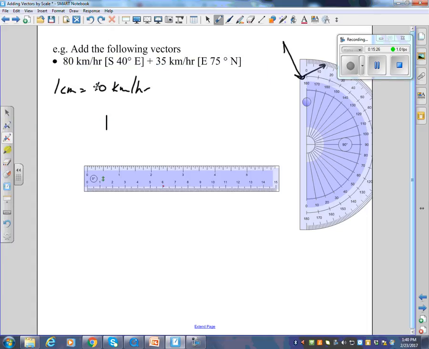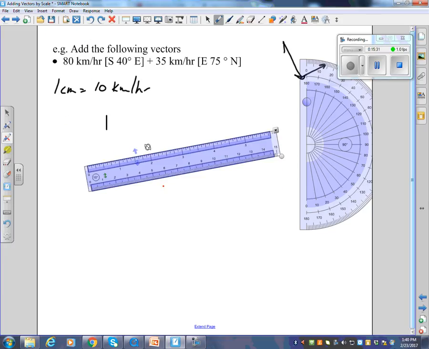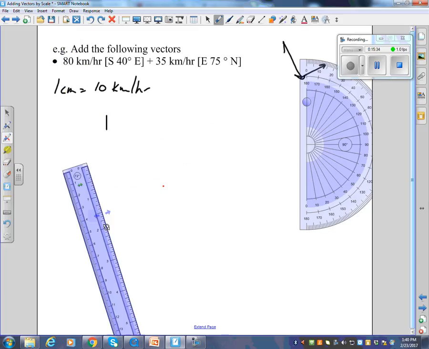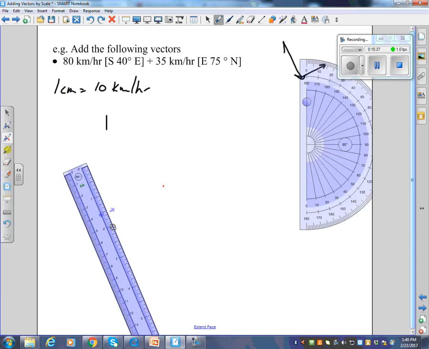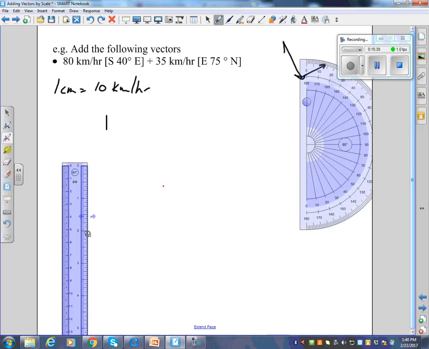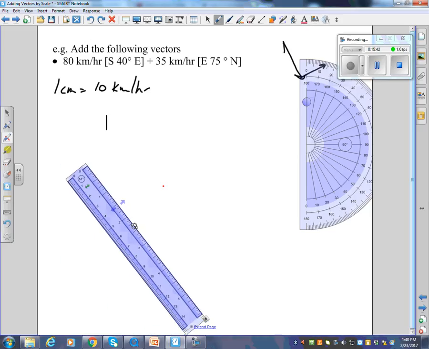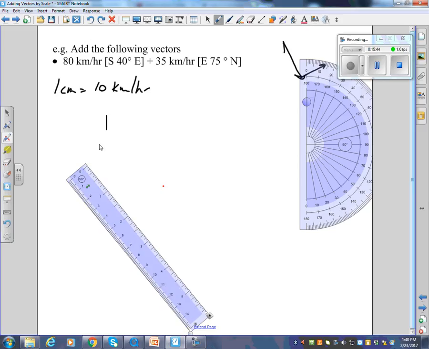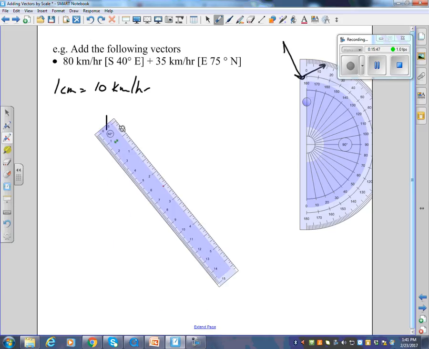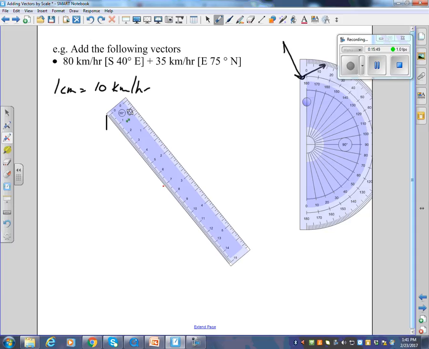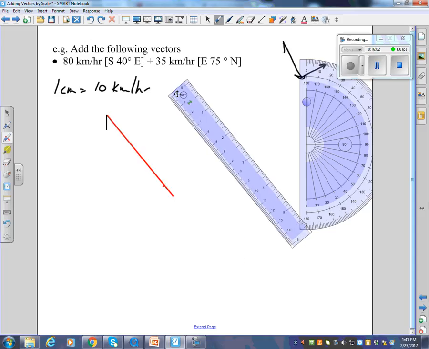Okay, so I'm going 80 kilometers an hour at 10 kilometers per centimeter. So Sarah, how long should it be? 8. Oh, and so that's going to be 50. I got a little protractor on there that helps me get it lined up. Okay, and I'm going 8, right? I went a little past. Okay, don't put the arrowhead on till you're done.